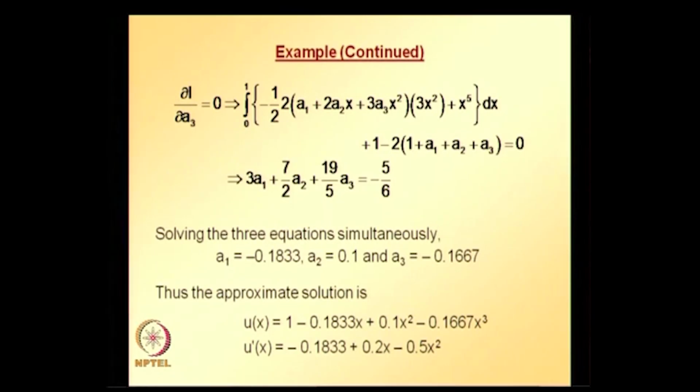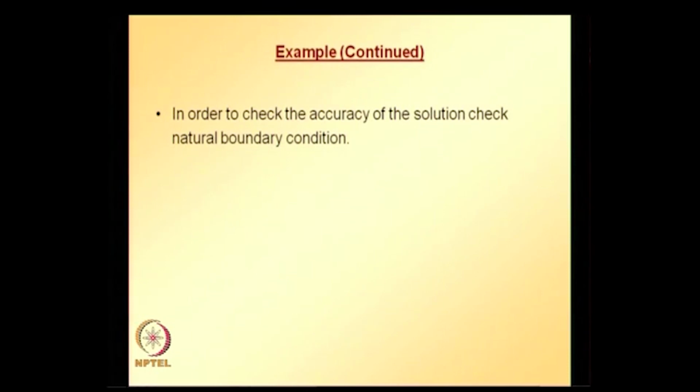So what we can do is substitute x is equal to 1 in this equation and see what value we get, and how close it is to 1. Whatever the difference in closeness indicates the error in the approximation. In order to check the accuracy of the solution, check the natural boundary condition.